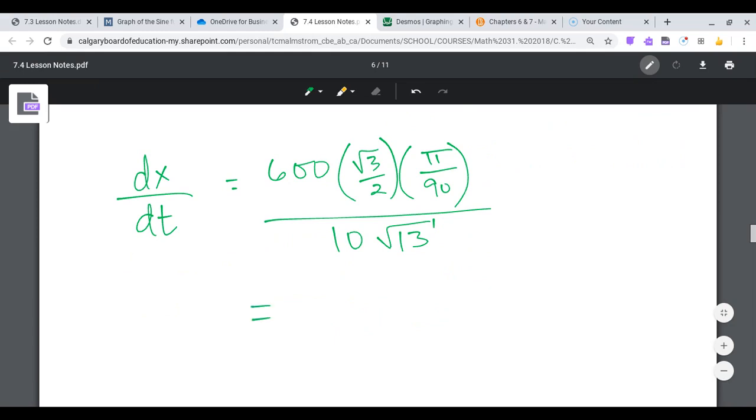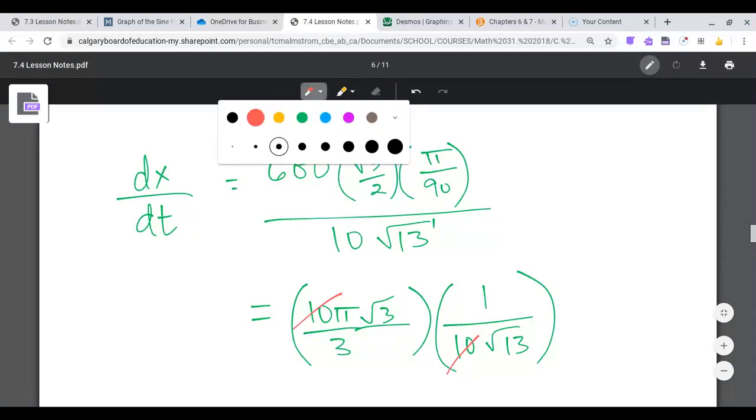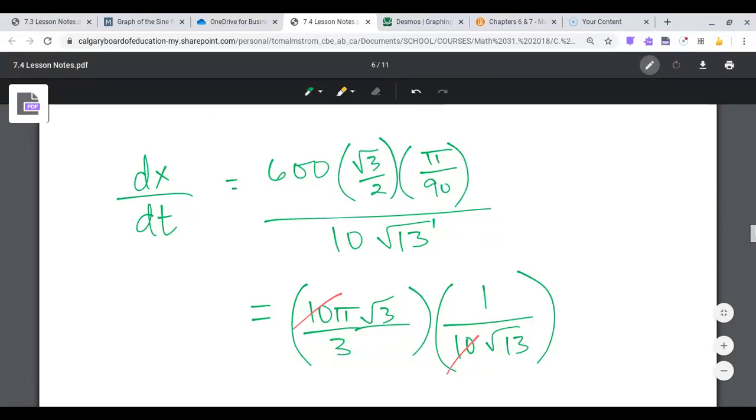So let's just work with the numerator. 2 times 90 is 180. 600 on 180 is 10 thirds. So we have 10 pi on 3 root 3. We still have the root 3. Divided by 10 root 13, or multiplied by 1 on the reciprocal of that. Okay, and then I can see that my 10s can cancel. This is really not pretty at all to work in exact values.